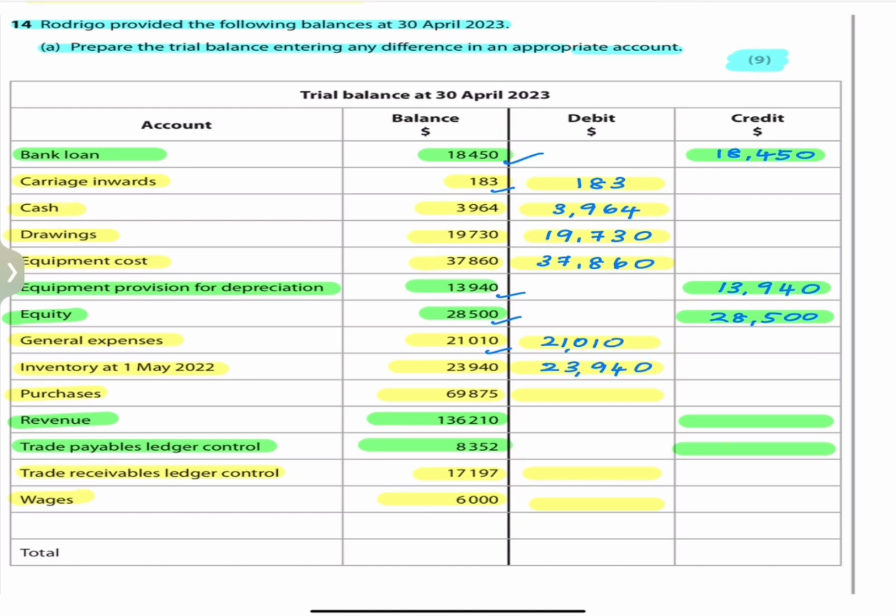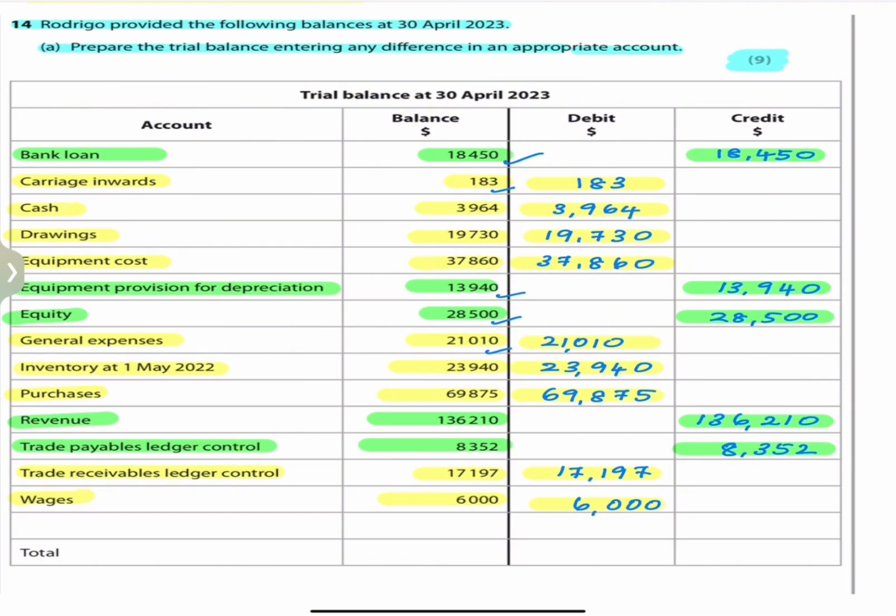23,940. Purchases debit 69,875. Revenue credit 136,210. Trade payables ledger control account credit 8,352. Trade receivables ledger control account debit 17,197. Wages debit 6,000.